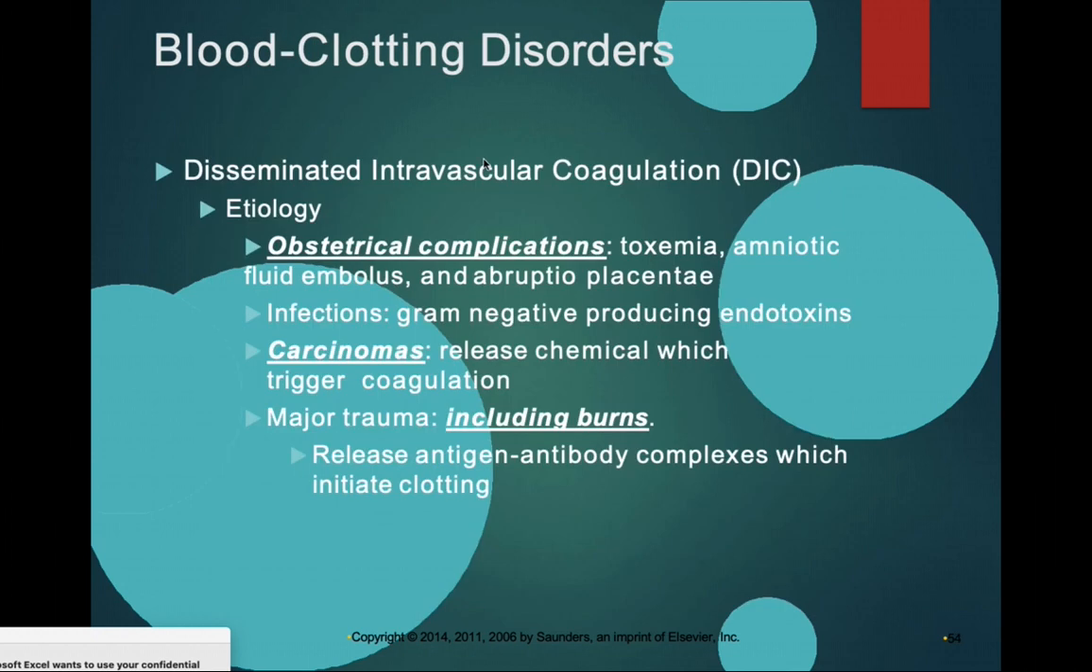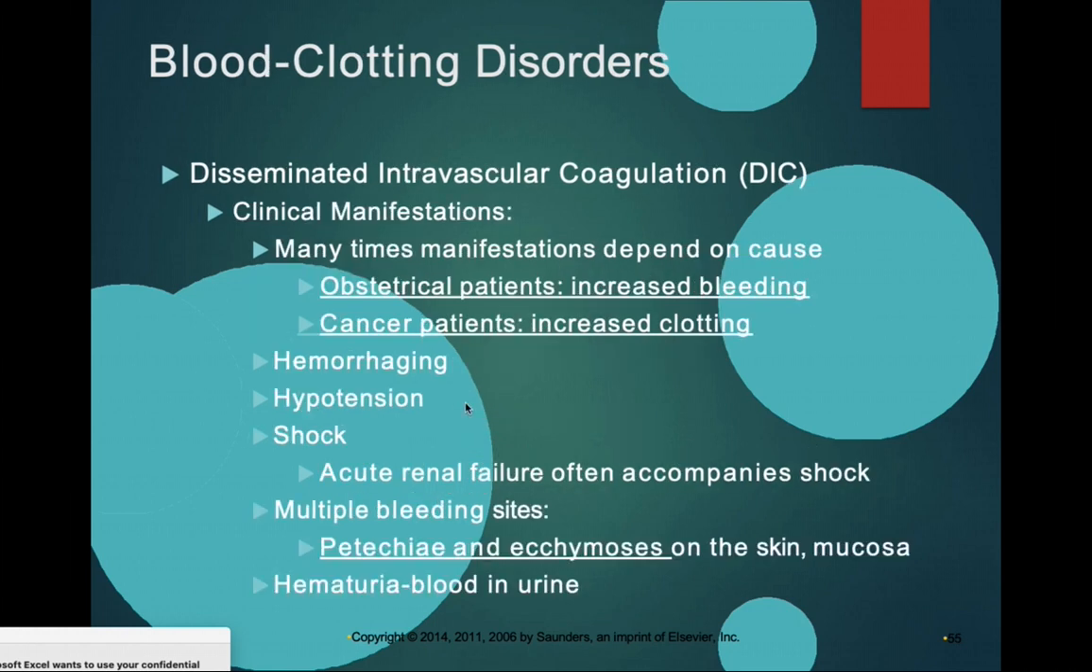So here, again, we're talking about the disseminated intravascular coagulation, DIC, the obstetric complications, whether it's toxemia, amniotic fluid emboli, or an abruptio placentae. All of these can create that. Carcinomas, they release chemicals which trigger coagulation. The burns, major burns, they can release antigen antibody complexes, which can initiate clotting. The obstetrical patients, increased bleeding. Cancer patients, increased clotting. Right?